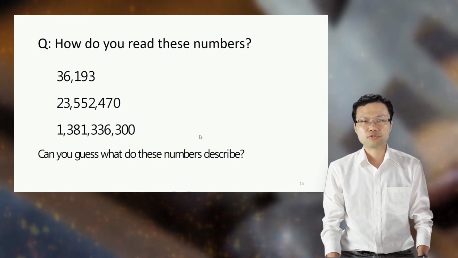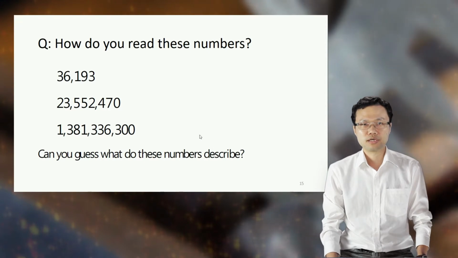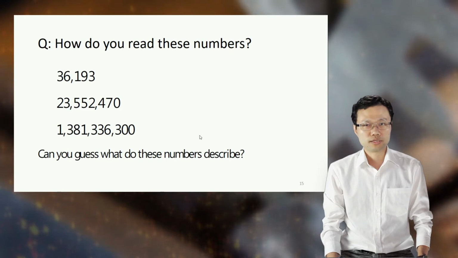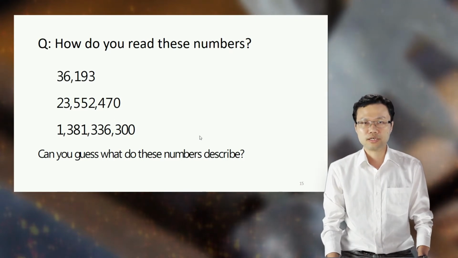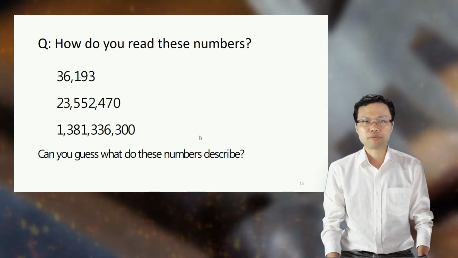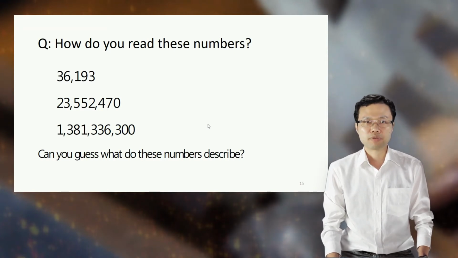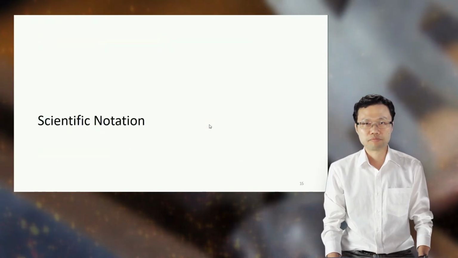Finally, we would like to give you some questions to practice for the scale of numbers. There are 3 numbers in this slide. Do you know what these numbers describe? Well, the first one is the area of Taiwan in kilometers squared. The second number is the population size of Taiwan, the number of people. The third number is the population size of China. Can you read these numbers?